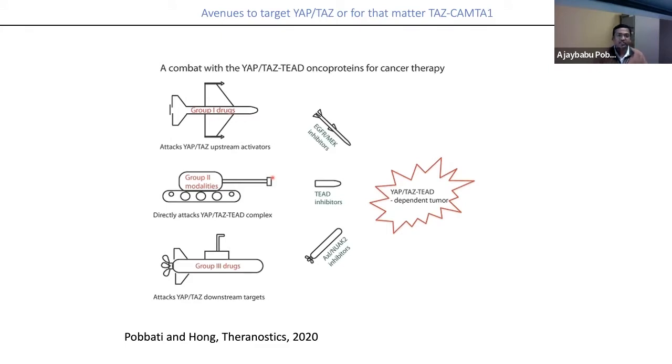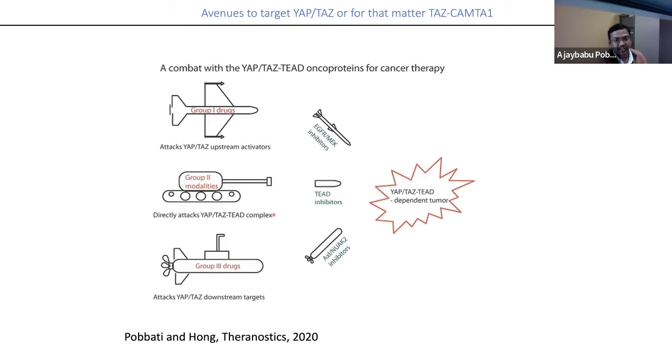Is this the only way to go? Believe me, this is the slide that I just put in after listening to Dr. Rubin's talk. He nicely mentioned that you can attack TAZ-CAMTA1 because of the similarities in gene expression between TC, YAP, and TAZ. Whatever is applicable for YAP and TAZ is also applicable for TC. You can target them upstream of TC, which is what I believe Ryan is going to talk about. Or you can target them directly, the TC-TEAD interaction. And you can also target the downstream components, in our case, like Dr. Rubin mentioned, CTGF. So these are three ways you can target TAZ-CAMTA1.